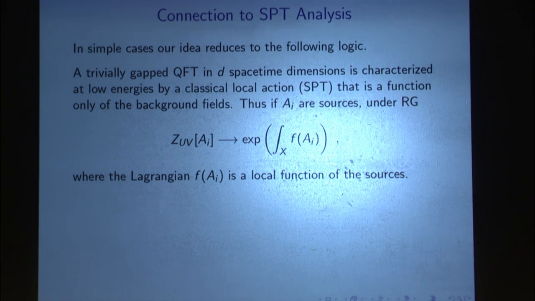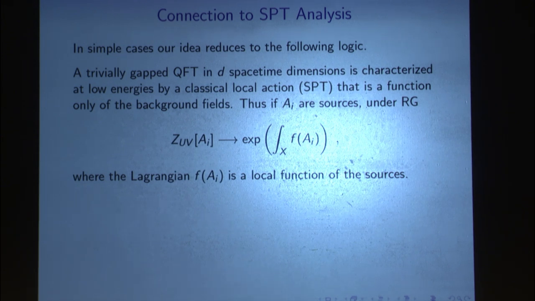OK, so let me say what I just said in a different way. In some simple cases, our idea can reduce to the following logic. Imagine you have a trivially gapped quantum field theory in d space-time dimensions. How should we think about it?